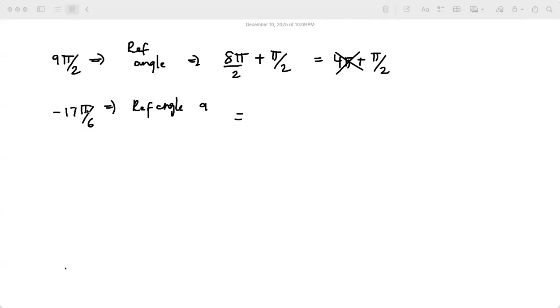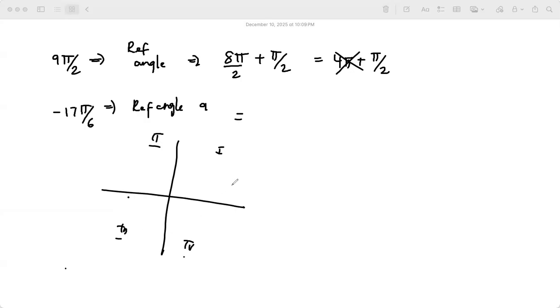Minus 17 pi by 6 will be in which quadrant first of all? It's interesting. Third quadrant. I think it's the second one. This is 1, this is 2, this is 3, this is 4.